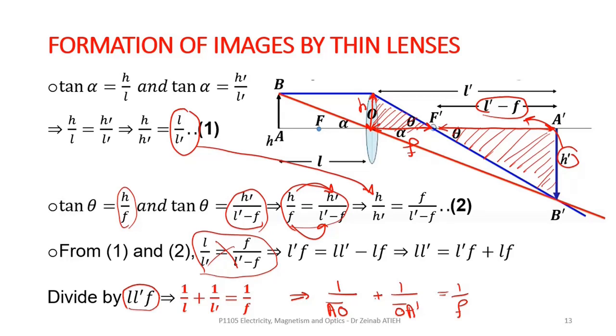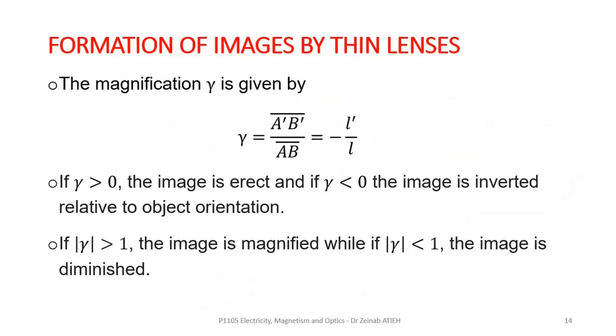So if we know A prime, we also care for the magnification. We know where the image is, but we don't know its size. We need to know the size of this image. How to find the size of my image? Using the magnification term, similar to the previous one, simply minus L prime over L. So gamma, which is the image size over the object size, equals minus L prime over L.